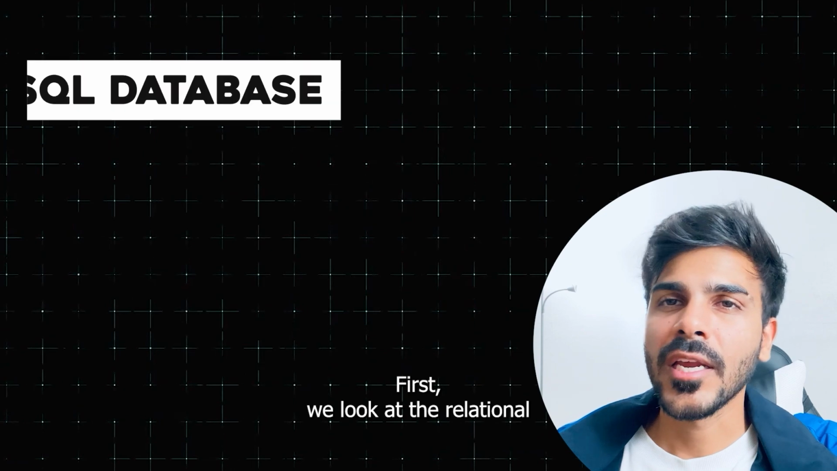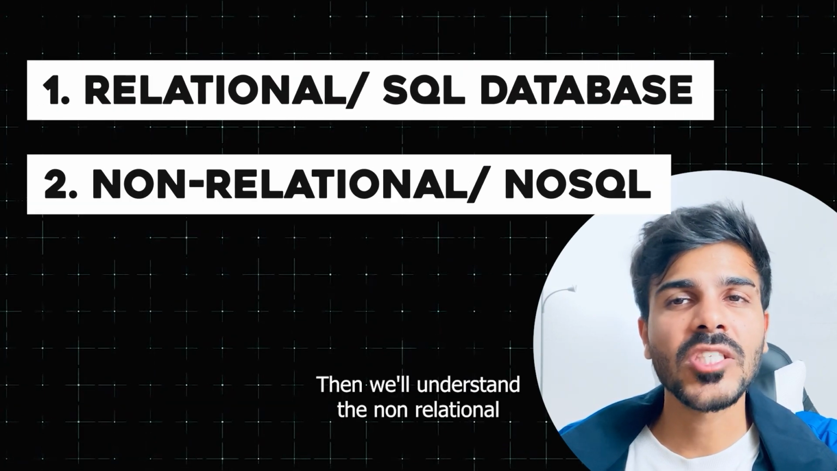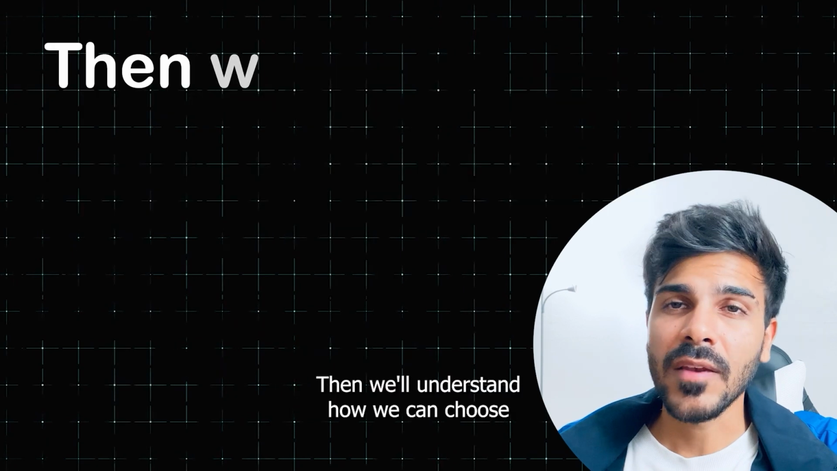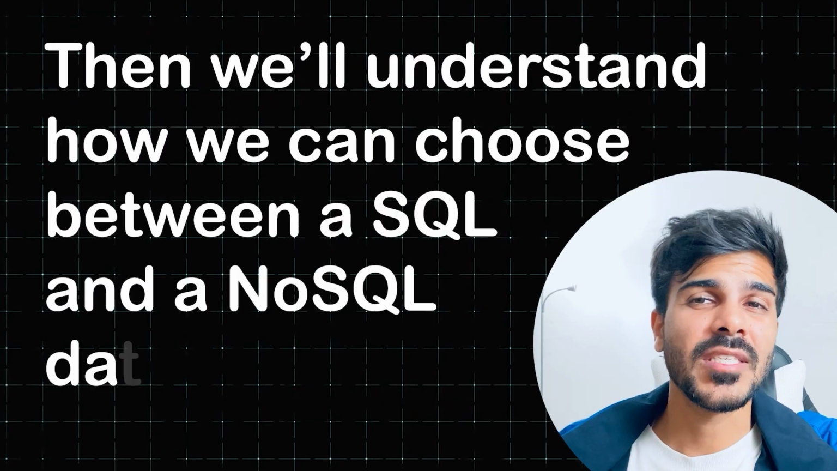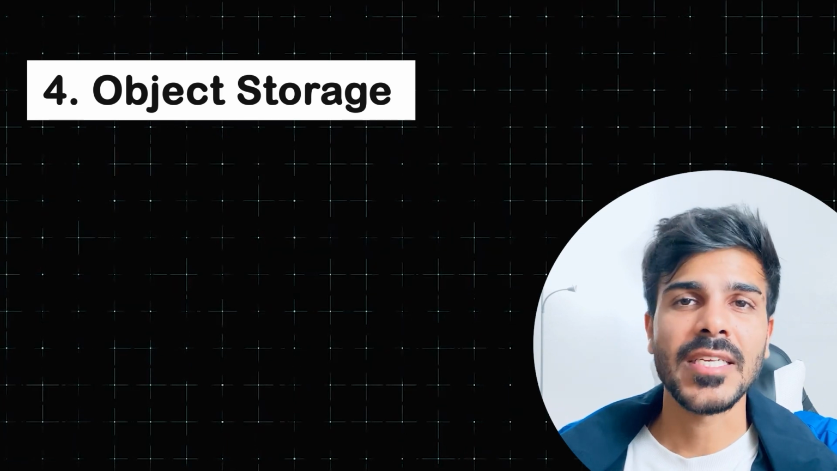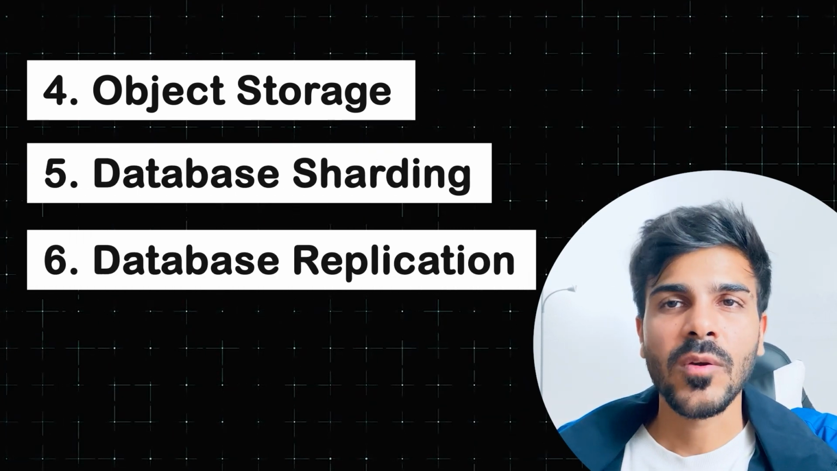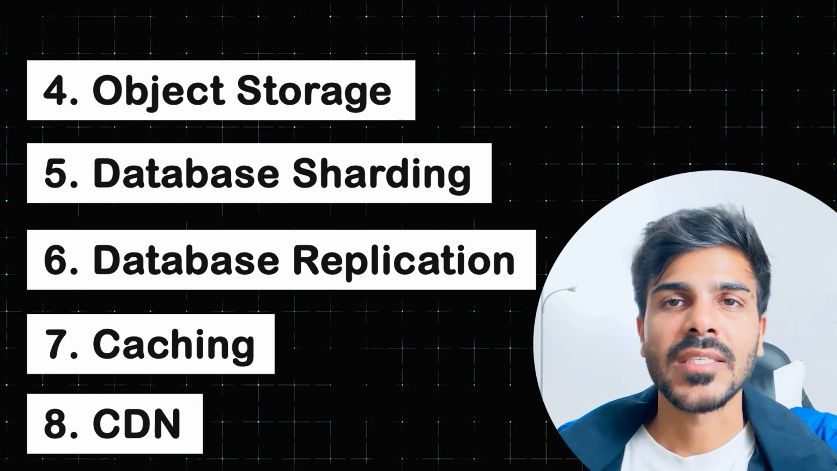First, we look at the relational or the SQL database. Then, we'll understand the non relational or the NoSQL database. Then, we'll understand how we can choose between a SQL and a NoSQL database. We'll look at the object storage. Then, we'll understand database sharding and database replication. After that, we look at caching. Eventually, we look at CDNs.